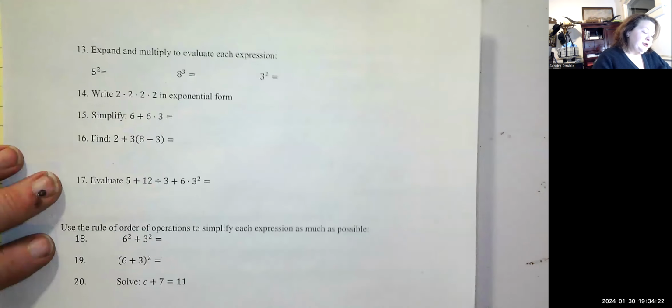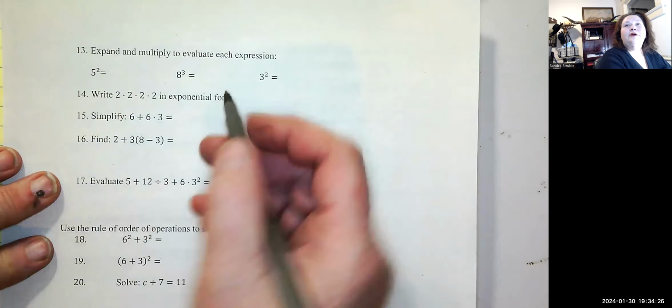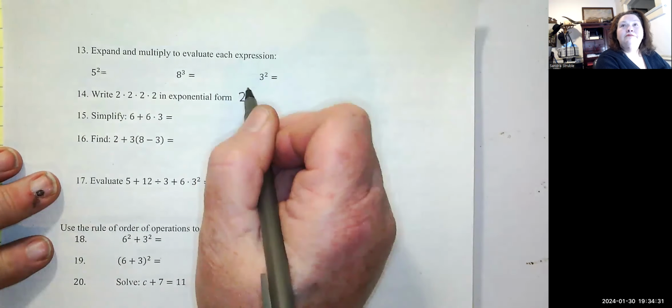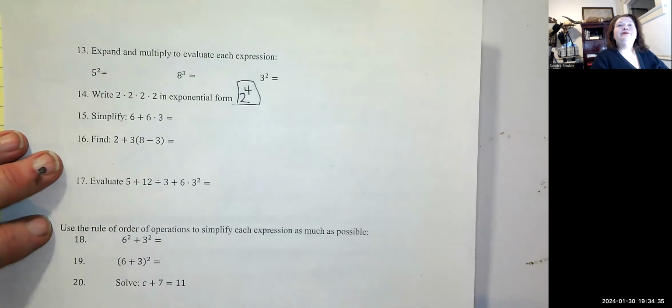Next we're going to write 2 times 2 times 2 times 2 in exponential form. Well, that's just 2 how many times? 4. That's it.